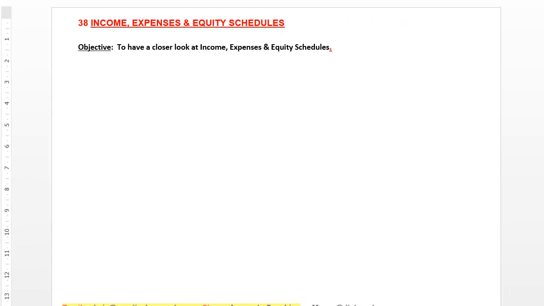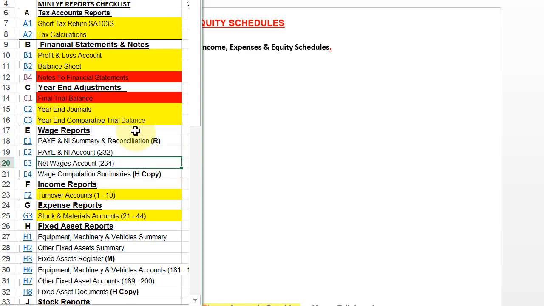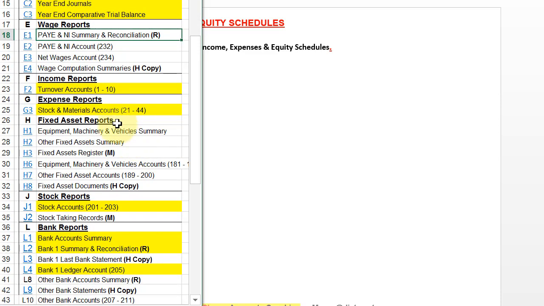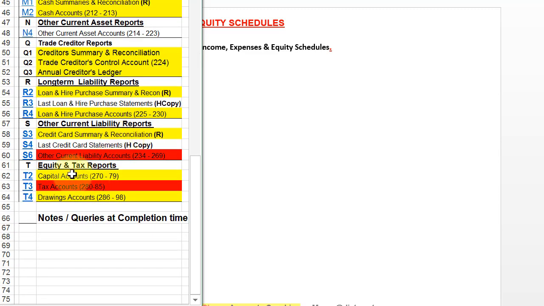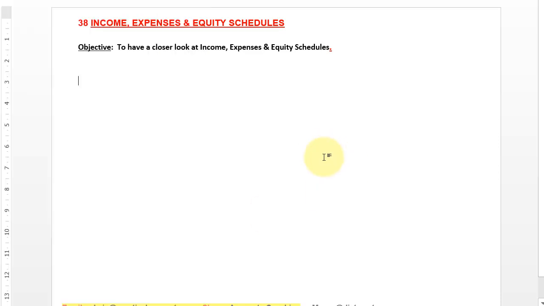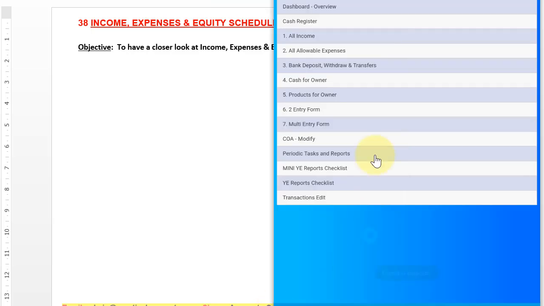The objective of this session is to have a closer look at income, expenses, and equity schedules. Now let's have a list of these schedules. We've got schedules starting from section F. We're going to look at F, we're looking at G, and then we're looking at equity schedules in the T section. Have a brief look at those on our device.